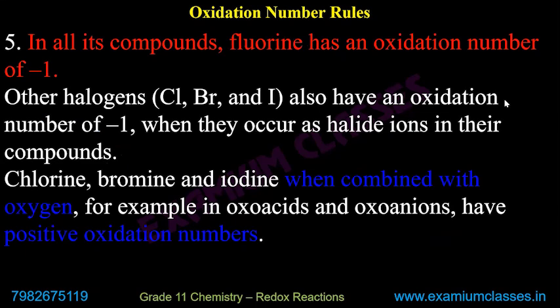Next one. In all its compounds, fluorine has oxidation number -1. This is something I have already told you. No exception, without any exception. Other elements of the same group, group 17, can have other oxidation states, such as +3, +5, +7. We will be talking about those compounds later on, but fluorine only -1.